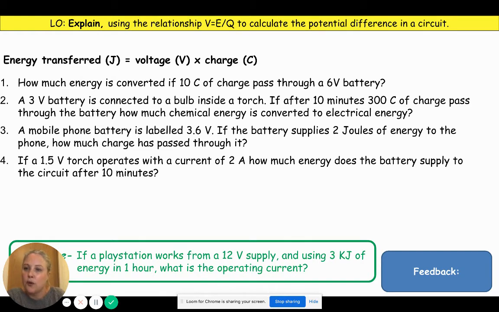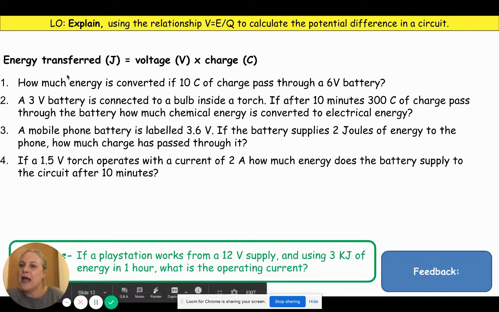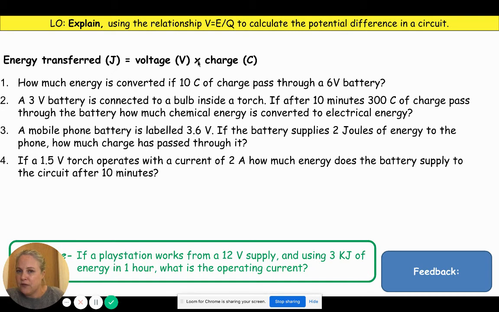Okay, so question 1: how much energy is converted if 10 coulombs of charge pass through a 6-volt battery? We're being asked to work out how much energy. It's potential difference times the charge, so 6 times 10 gives us 60 joules of energy. Don't forget to write out the formula, number, answer, units. Bare numbers are useless. Formula, number, answer, units to get the full marks.